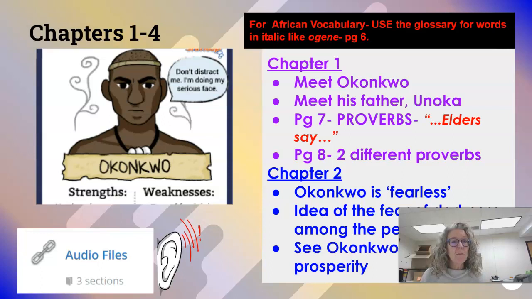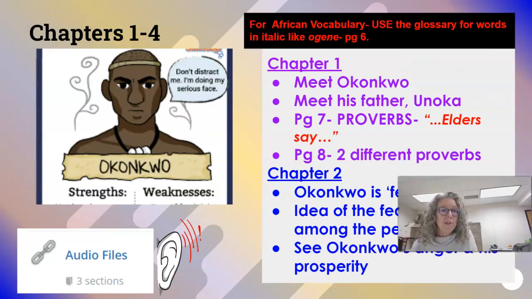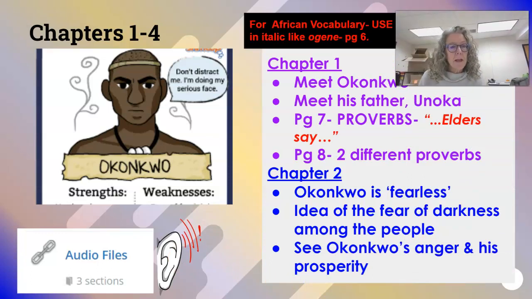But the first chapter is where you're meeting your main character, and you're going to hear about his experience with his father, Unoka. And that has helped shape him into the kind of guy that he is. So pay attention to that. Then, chapter 2, a little preview. You will learn that Okonkwo is a fearless, kind of angry man. And you'll learn about that and the why of that in chapter 1.